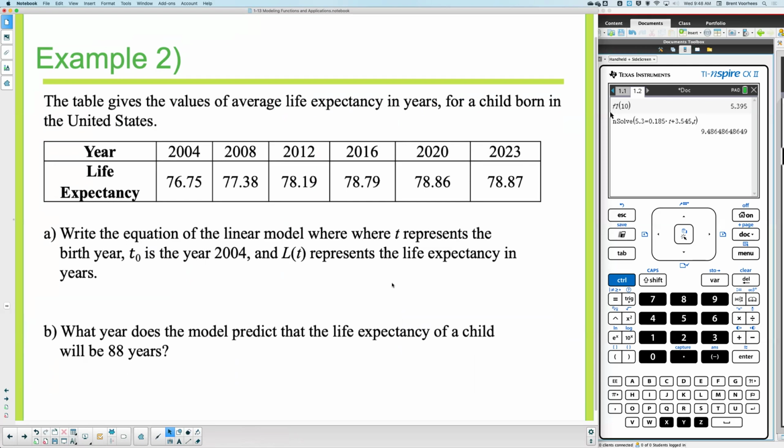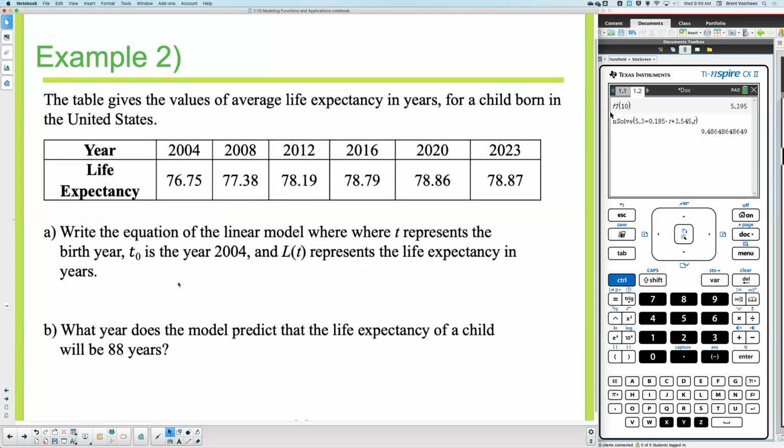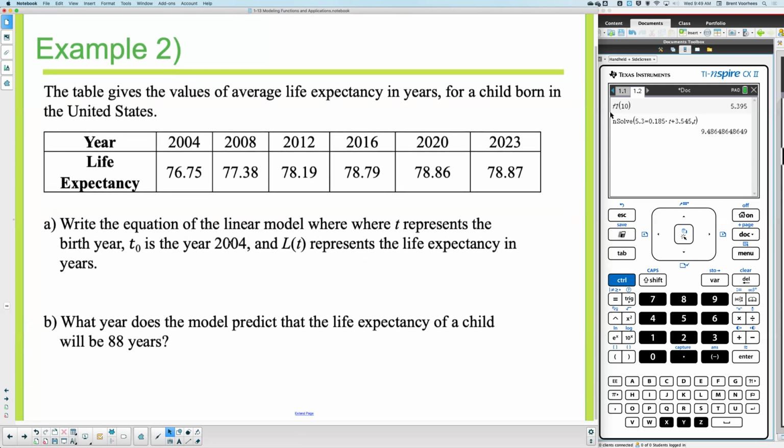In example 2, it says the table gives the values of average life expectancy in years for a child born in the United States. Write an equation of the linear model where t is represented by the birth year. T0 is the year 2004, and L of t represents the life expectancy in years. Okay, so when you see that T0, what do you think that means?